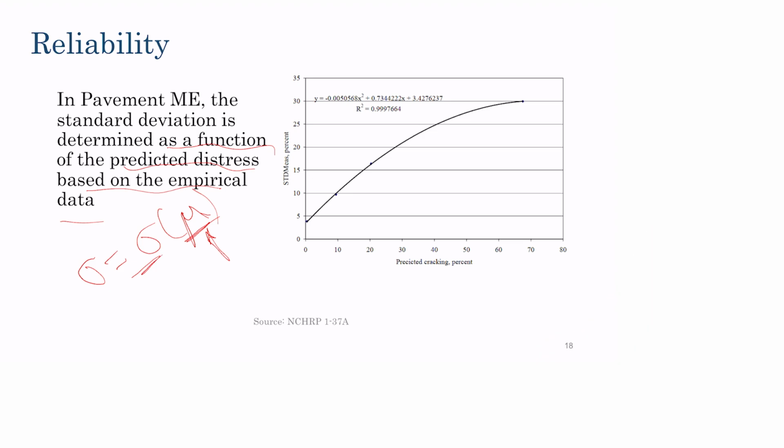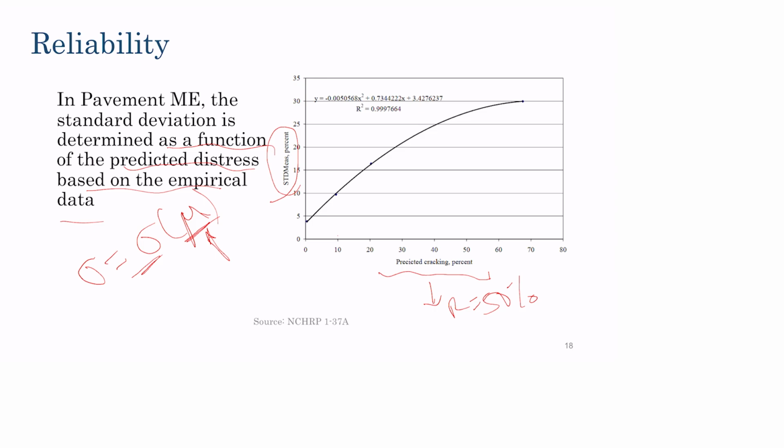So here is an example. This is actually how the data came out. What they had is some predicted cracking. Using the mechanistic empirical design, they got some predicted cracking. This is percent, at a reliability of 50%. So this is the predicted value at a reliability of 50%. Then they compared it to the standard deviation of various sections that they had gone out and measured.